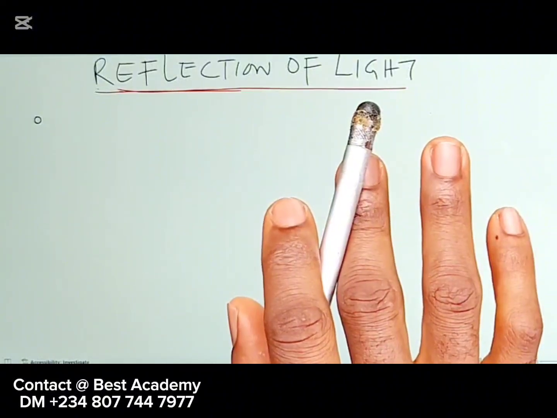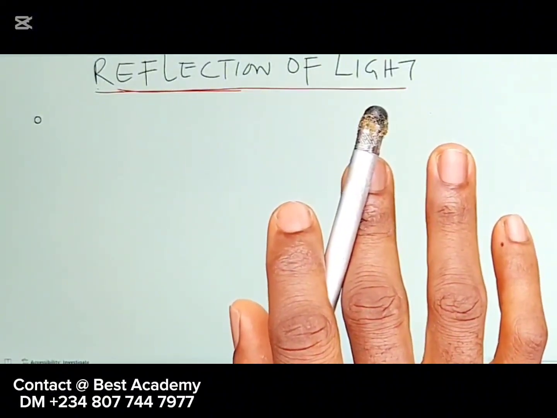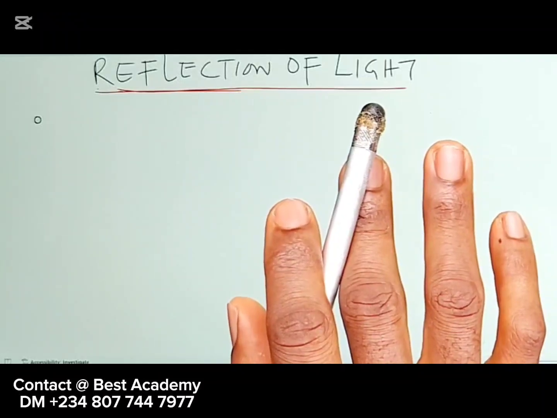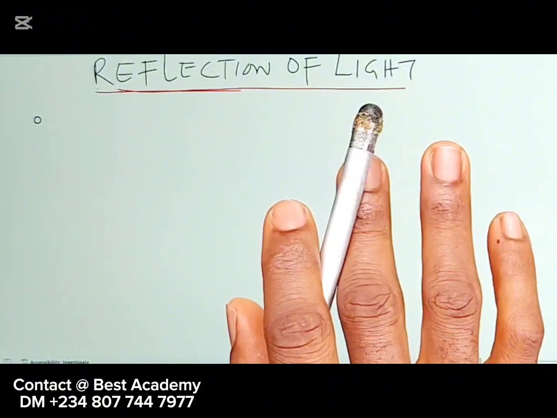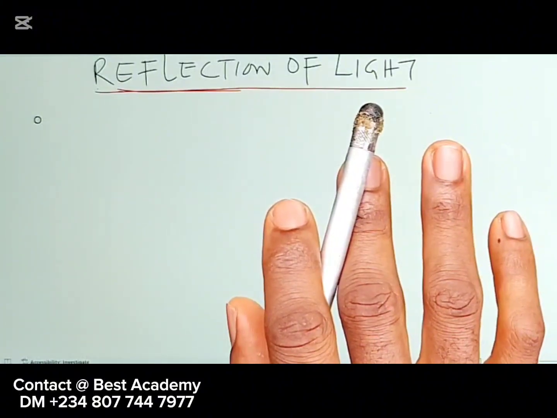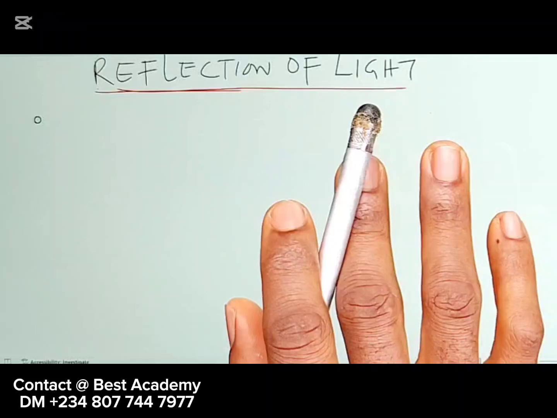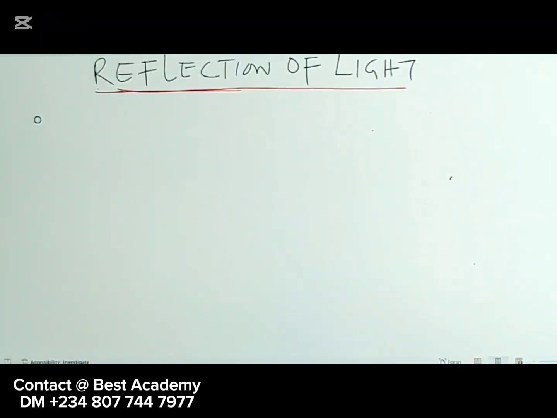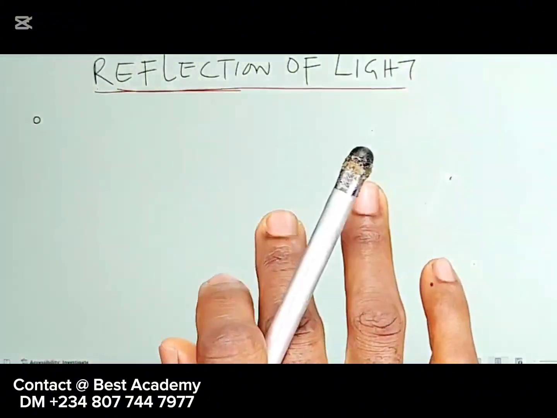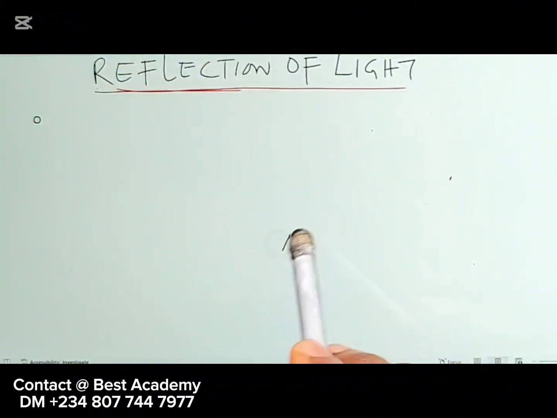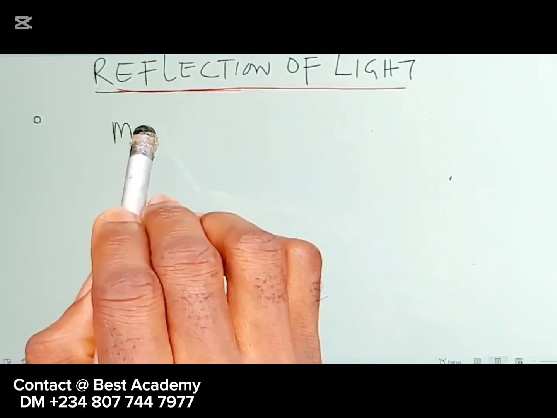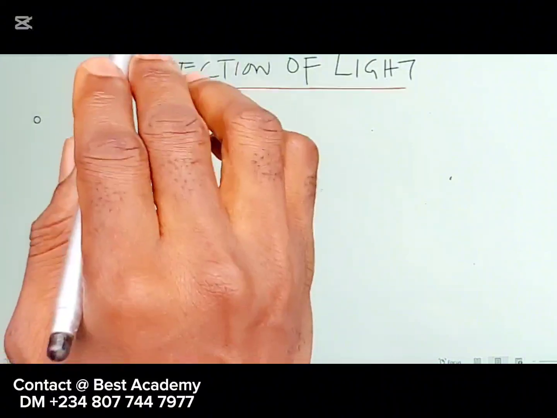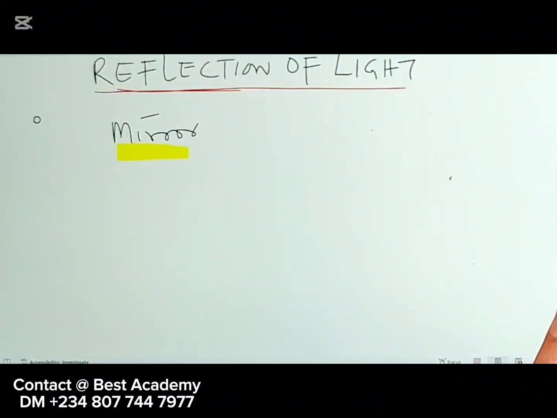Please take a note. Reflection of light is the bouncing back of light rays on a smooth surface. For example, a mirror. We take a mirror as a case study, right?